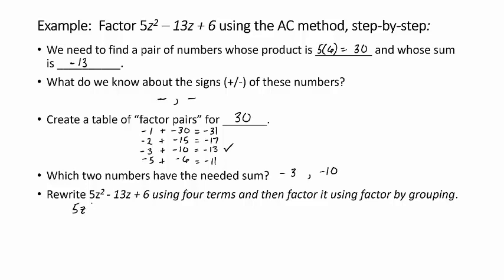I want to take 5z squared minus 13z plus 6, and I want to rewrite this using 4 terms instead of 3. So I'm going to rewrite the middle term using those factoring numbers, and then we're going to do factor by grouping. So to get negative 13z using these two numbers, I'm going to have minus 3z minus 10z plus 6. All right?